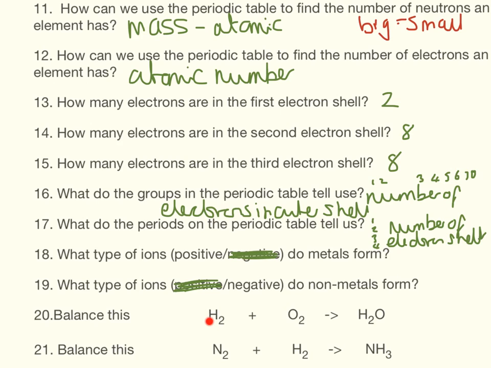But first of all, we have 2 hydrogens here, 2 oxygens here, 2 hydrogens, 2 oxygens. So we need to increase the number of oxygens over this side by popping a 2 in front of there. You can see that balances the number of oxygens, but doesn't balance the number of hydrogens, so we just need to pop a 2 in front of there as well.